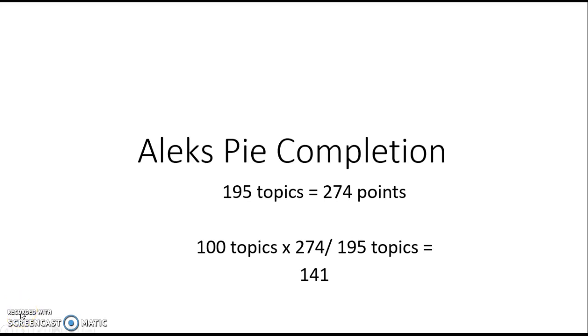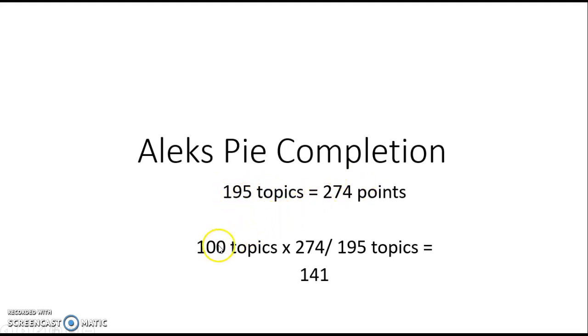So by the end of week 5, you should be at 195 topics. You should be at a total of 274 points out of 400. So I'm going to base your grade on the 195 topics and where you stand.